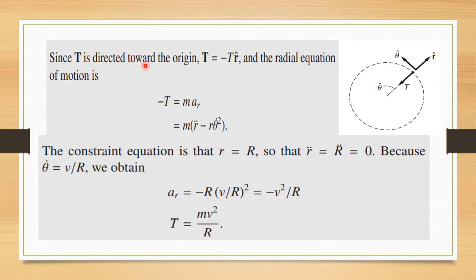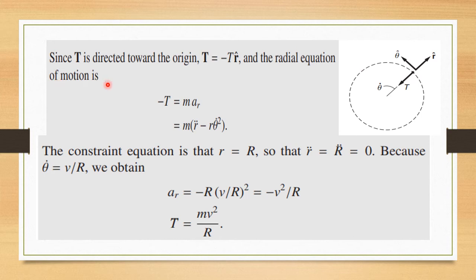Now since T is directed towards the origin, we can write the vector T. The force T is equal to minus T r hat. The negative comes from the reason that T is opposite to r. When we write this equation in vector form, if T is a vector, there should be a unit vector along with this. That unit vector is r hat, which is in the opposite direction of T. So it is minus T, the magnitude, along with the unit vector r hat. So this is the equation for the force on the mass m.